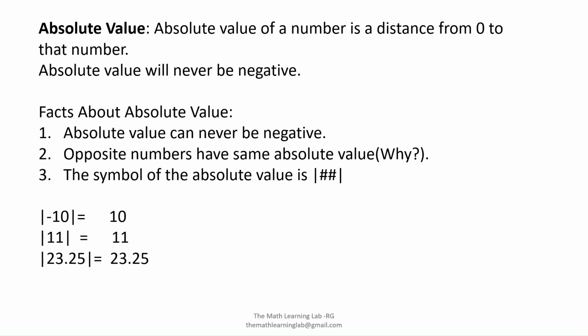Here are a few examples that you can work out to calculate the absolute value. Absolute value of -10 is 10. Absolute value of 11 is 11. And absolute value of 23.25 is 23.25 because they are the same distance from 0.